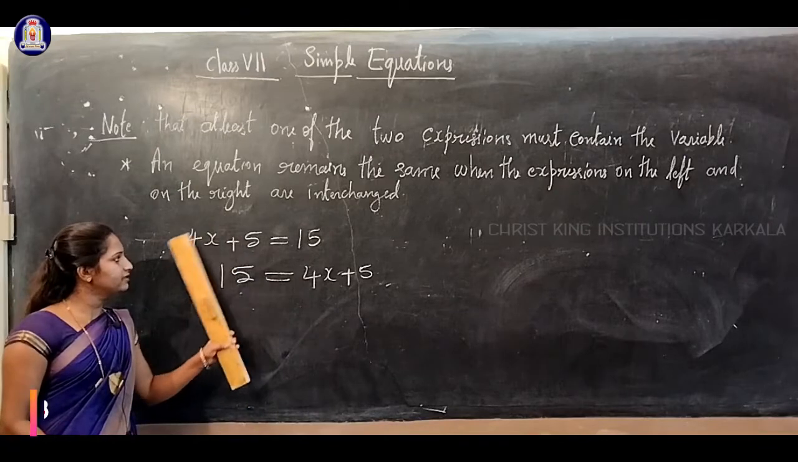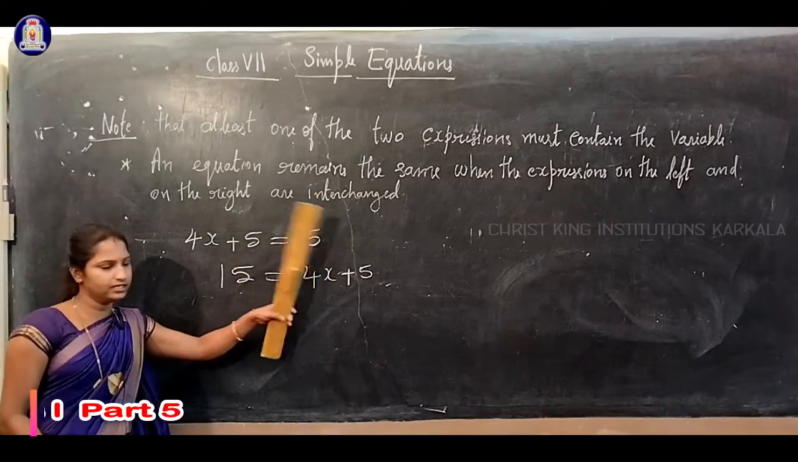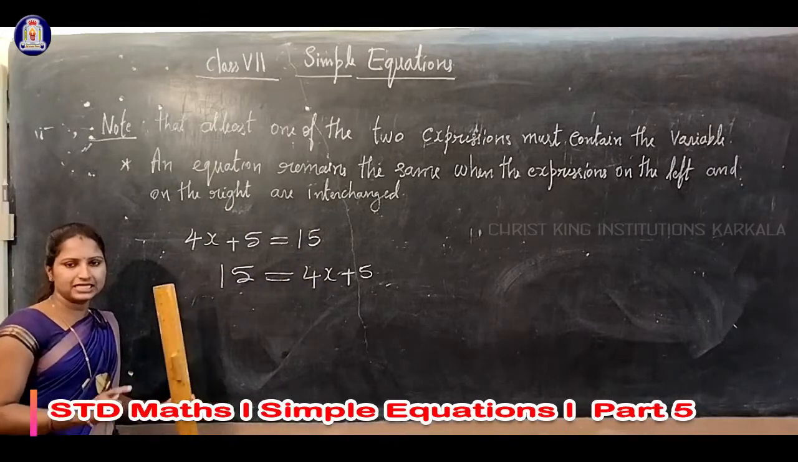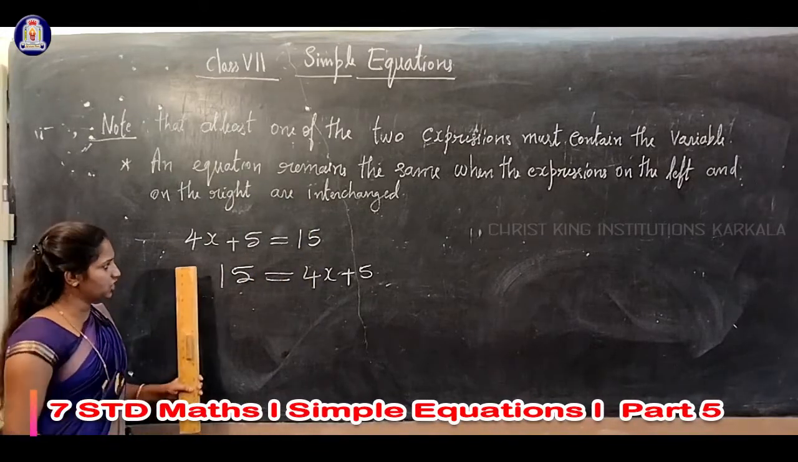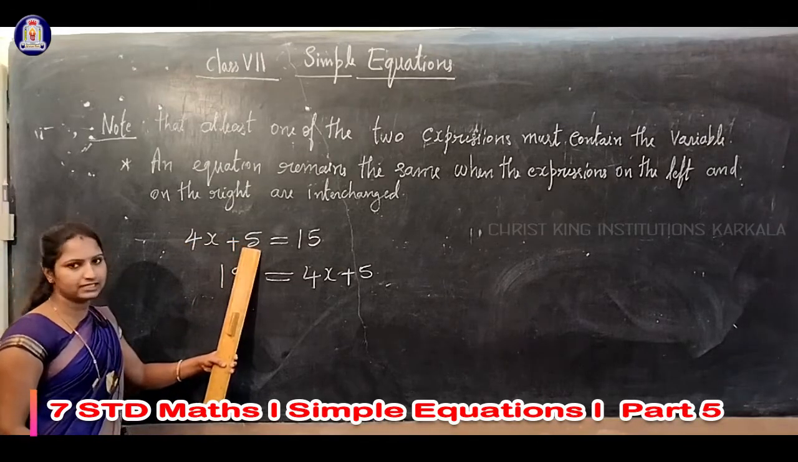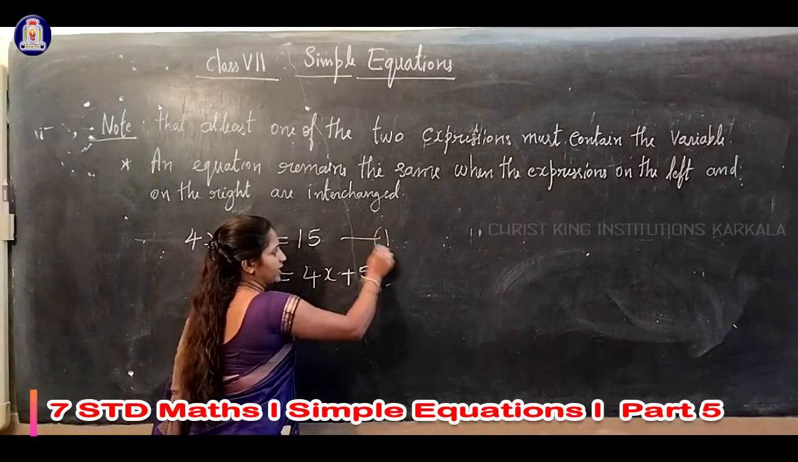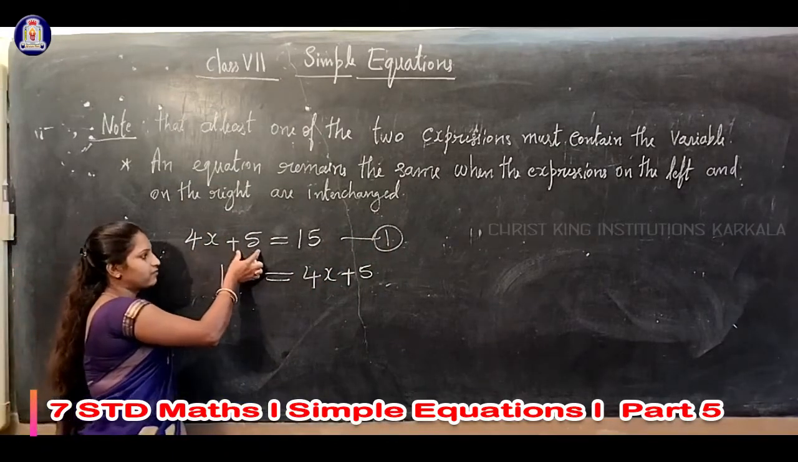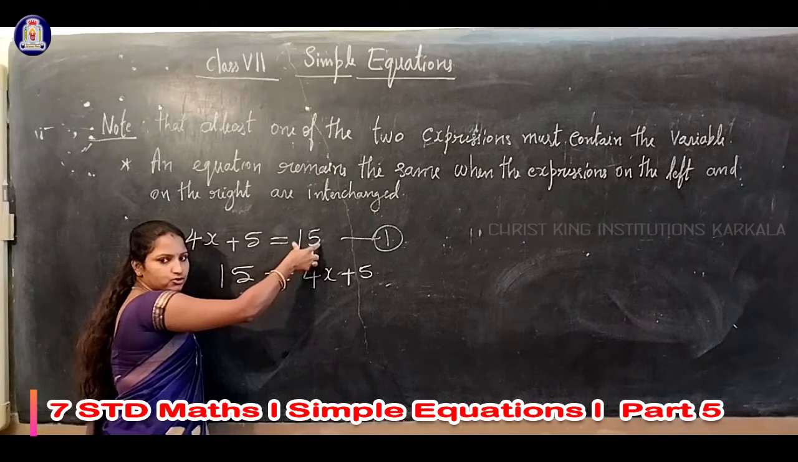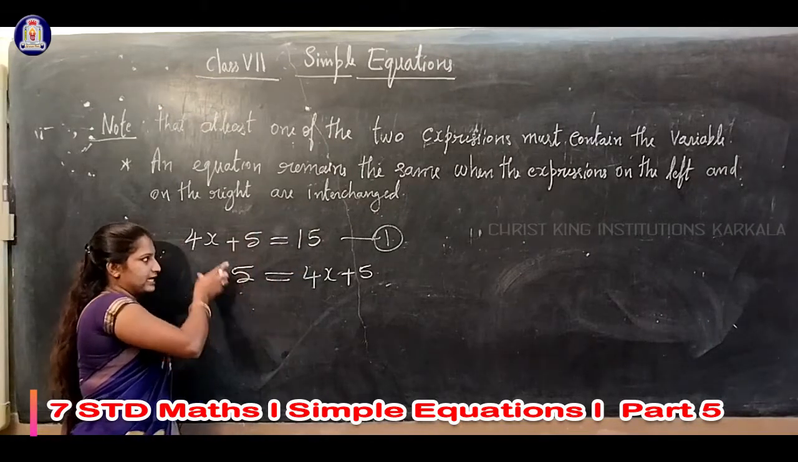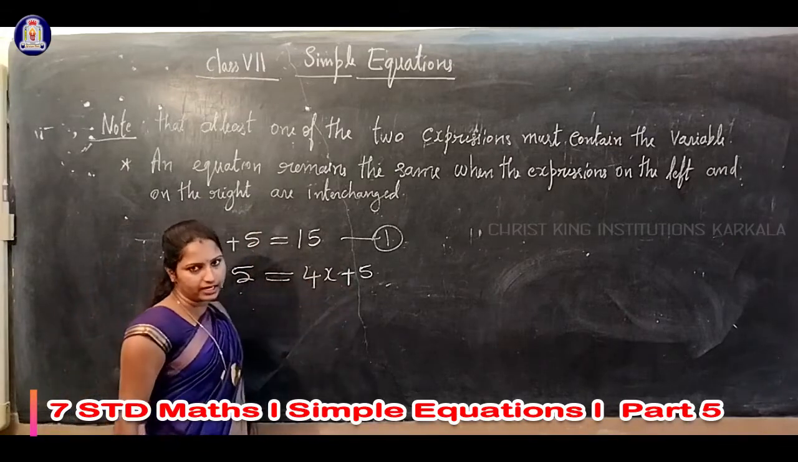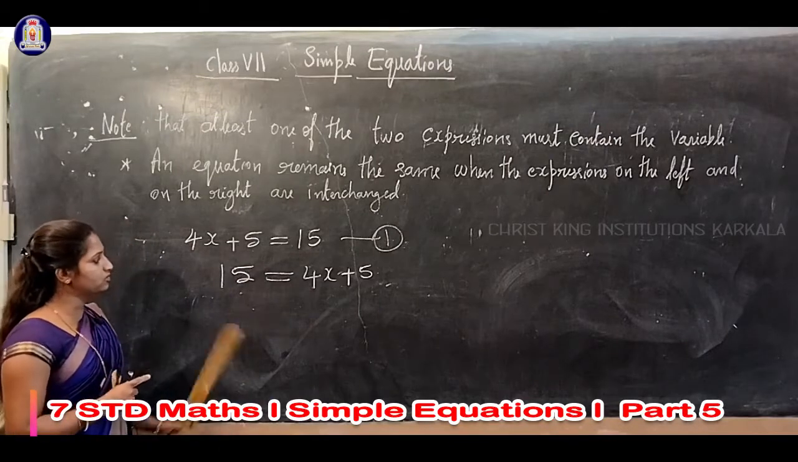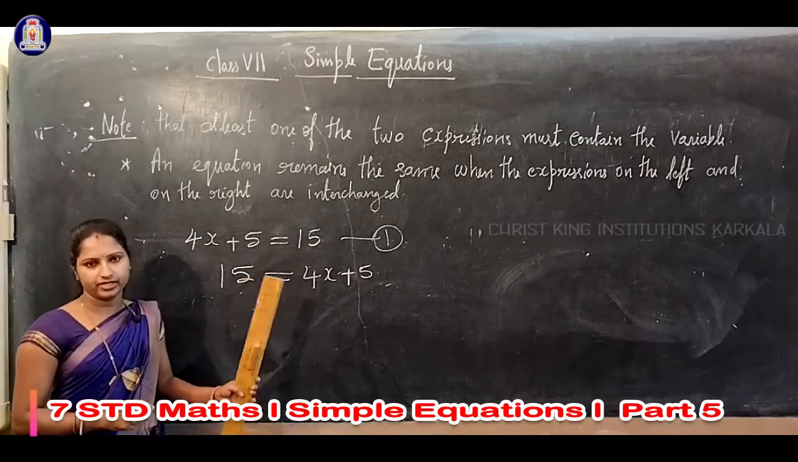No, we just interchange the place, right? The left hand side value we wrote in the right hand side, and the right hand side value we wrote in the left hand side. Just the place is interchanged. In equation 1, 4x plus 5 is in the left hand side and here it is 15. Now 15 I wrote in the left hand side and 4x plus 5 in the right hand side. But the value remains the same. Clear? If you interchange the place, the value remains the same. That is very important.